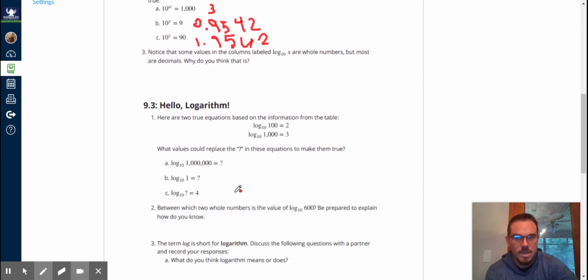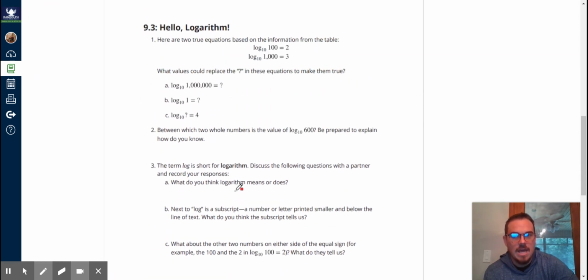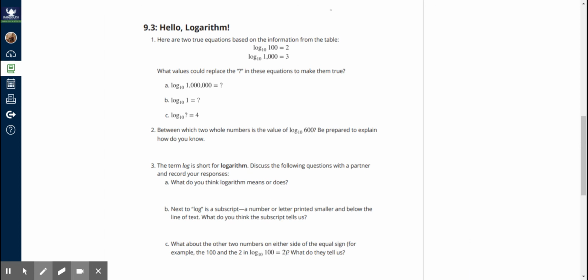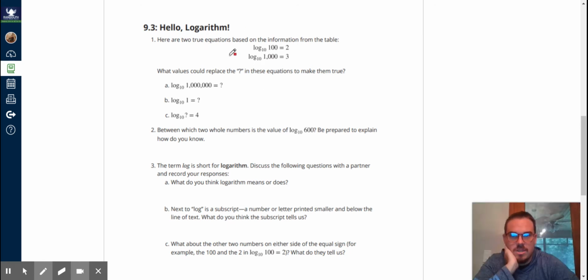Okay? Let's go down here and say hello to logarithms. So hello logarithms. What is a logarithm? Well, let's take a look here at the two true equations. We know that these two are true because it tells us they're true. So here are two true equations based on the information from the table. The log 10 of 100 is equal to 2. Log 10 of 1,000 is equal to 3. What values can you replace the question mark with in the equations to make them true?